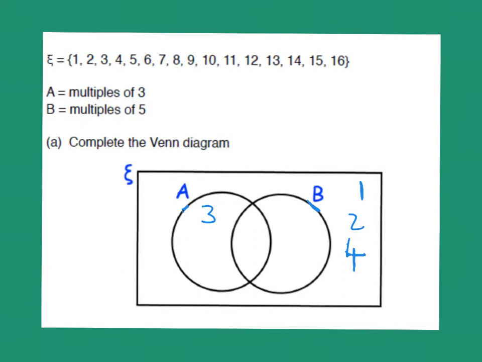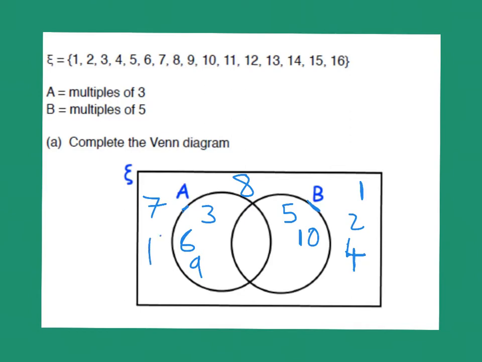Well, 5 is a multiple of 5. 6 is a multiple of 3. 7, we can stick that on the outside. 8 on the outside. 9, yep, that's right, it's a multiple of 3. 10, well, 10 is a multiple of 5. 2 5s are 10, so I can put that in the B circle.